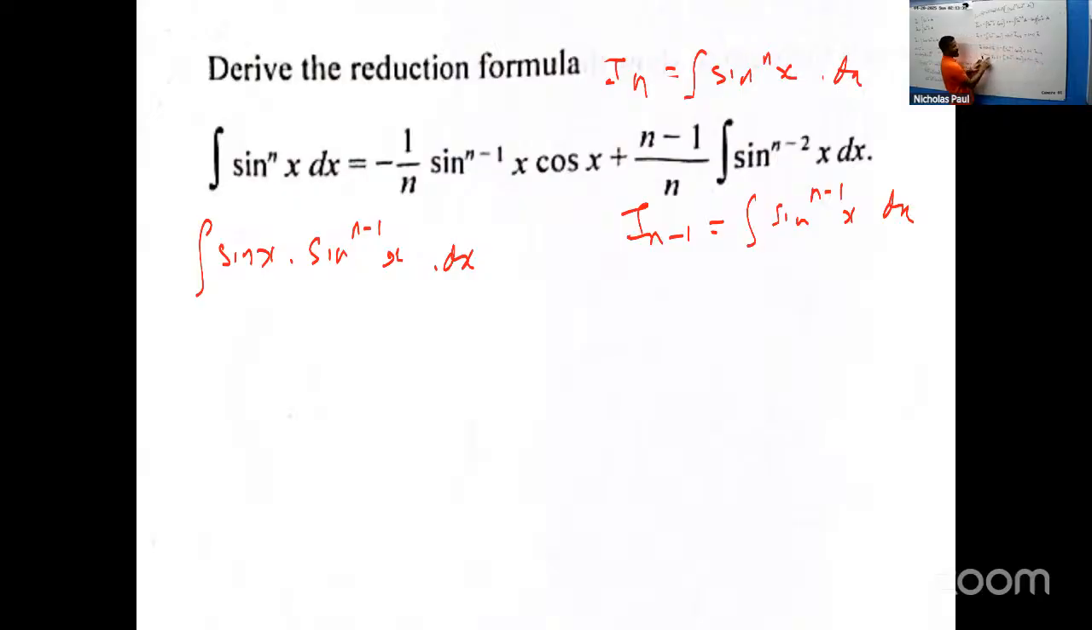Right? 1 minus 1 now cancel, so I'm left with n. So I'll get I to the n is equal to minus 1 on n of sine to the n minus 1 cos x plus n minus 1 on n I to the n minus 2. Is that the answer? Is that the answer? N minus 1. That's the answer. Yeah, that's the answer. All right, nice.